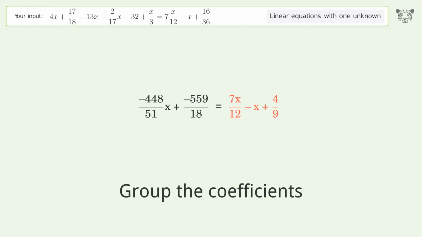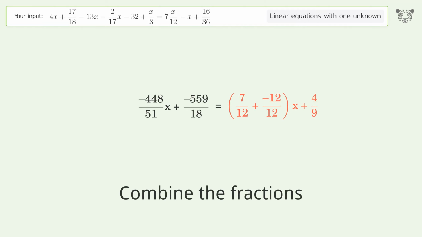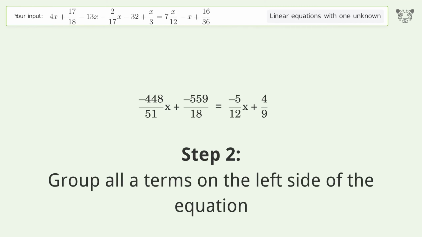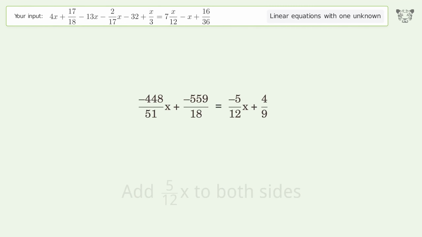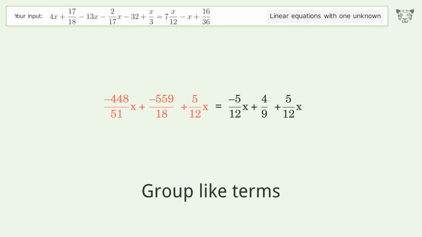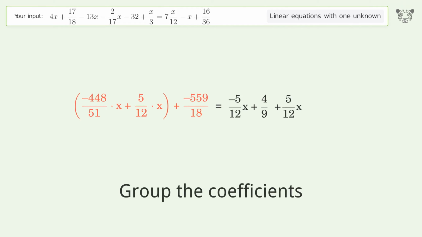Group the coefficients. Convert the integer into a fraction. Combine the fractions. Combine the numerators. Group all a terms on the left side of the equation. Add 5 over 12x to both sides. Group like terms. Group the coefficients.